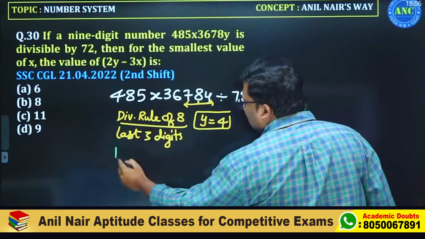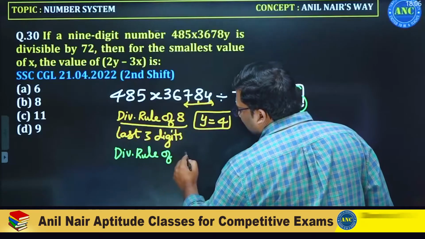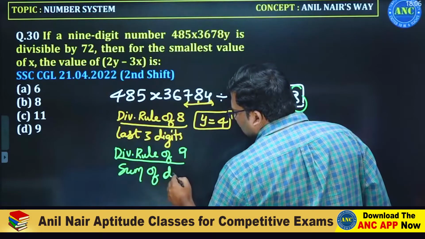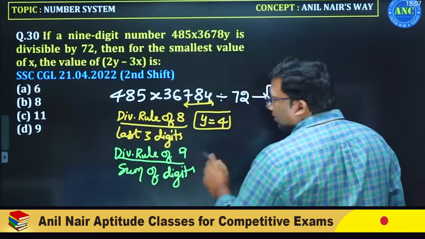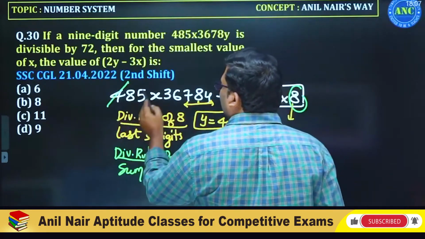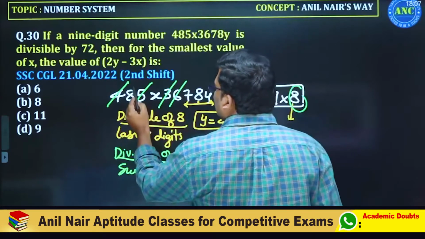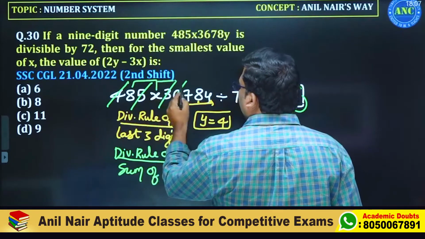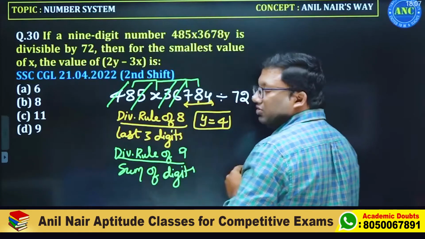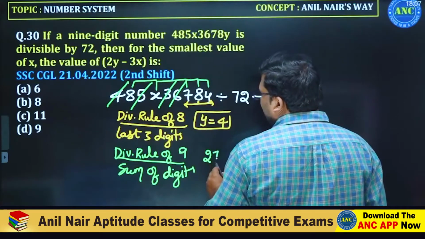Now we are doing the divisibility rule of 9. What is the divisibility rule of 9? The sum of the digits should be divisible by 9. Eliminate all the digits whose sum is 9: 4 plus 5 is 9, 6 plus 3 is 9. What is left? 8 plus x plus 7. 8 plus 7 is 15, 15 plus 8 is 23, 23 plus 4 is 27. That means it is 27 plus x.